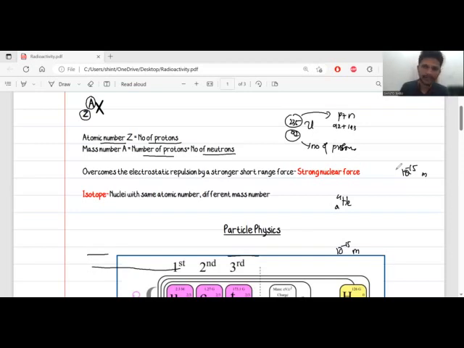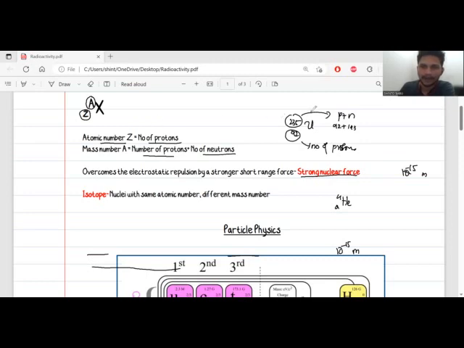Of course, some are more stable than others. But how does this happen if there is electrostatic repulsion? So there is a stronger force which overcomes this electrostatic repulsion, which acts in a very short range. We call that the strong nuclear force.